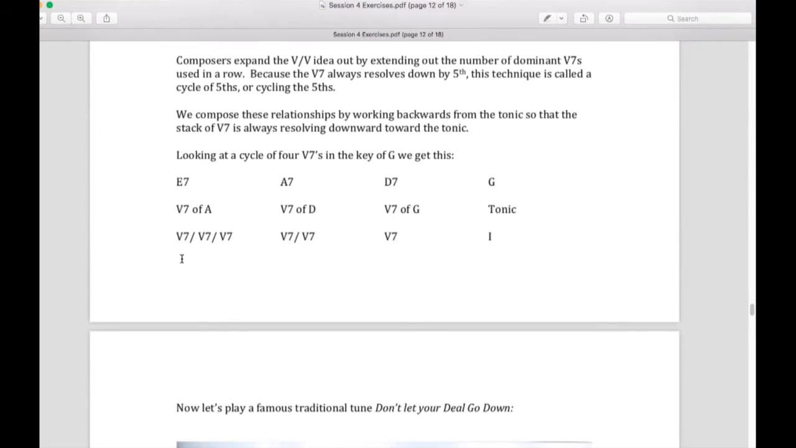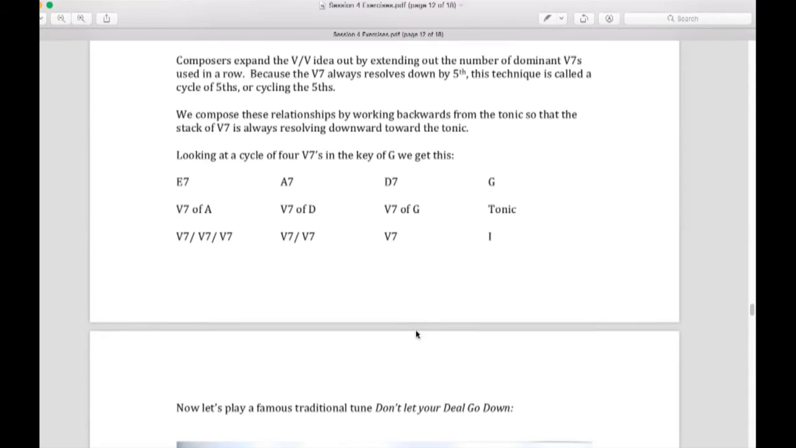That's going to resolve to A7, resolves to D7, resolves to G. Isn't that so cool? Let's try that again. E7 resolves down to A7, resolves down to D7, resolves down to G.